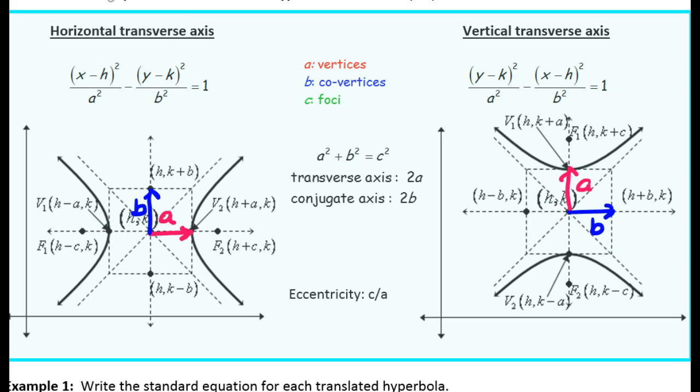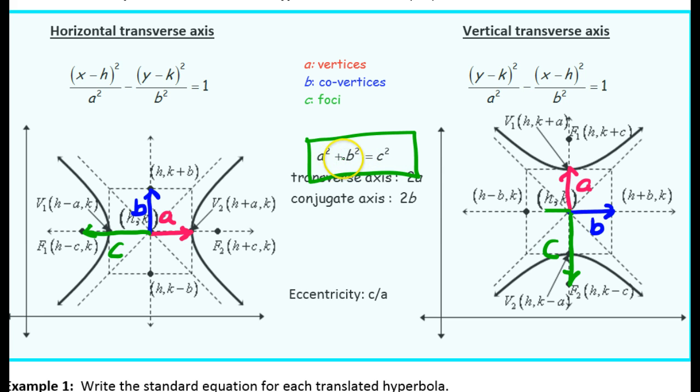There's a value called c, which is the distance from the center to a focus. Center to a focus, that is c. Whoops, I'm going the wrong way. From the center to a focus is c. Of course, the center itself is h comma k. It's the opposite of this and the opposite of this. Please keep in mind that for hyperbolas, the formula relating a, b, and c is c squared is equal to a squared plus b squared.